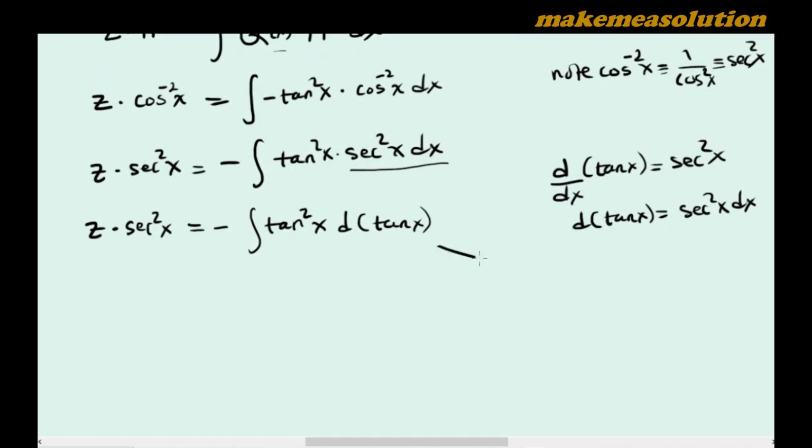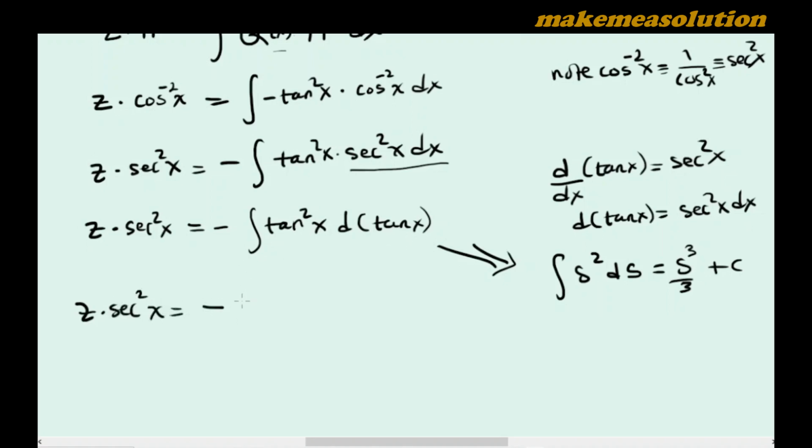So on this particular side, what I now have is the integral of something squared d of that something, and this is actually something cubed over 3 plus c, if you remember your rule of integration. So we have z sec squared x is equal to minus the something cubed, which is now my tan cubed x over 3, then plus the constant of integration. So my z sec squared x is now going to be what?